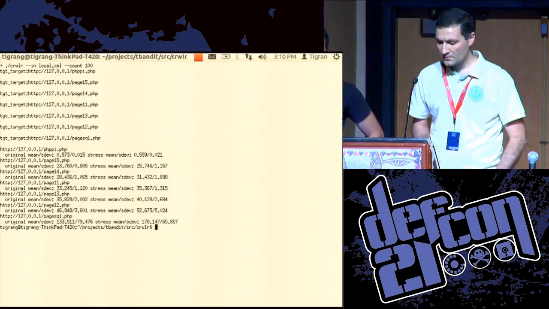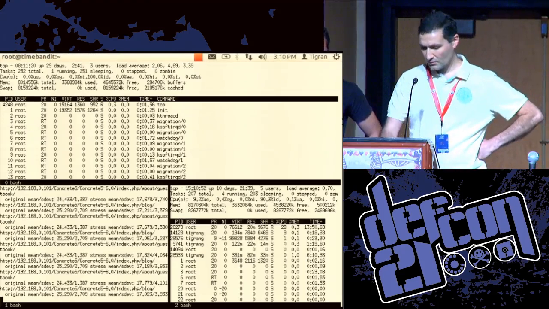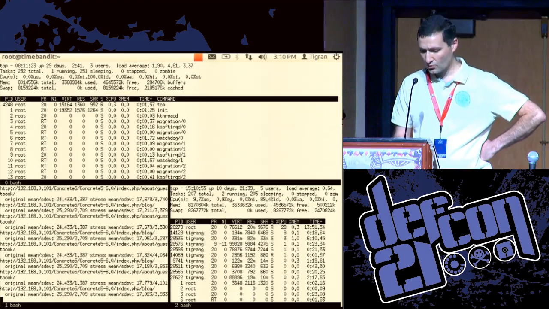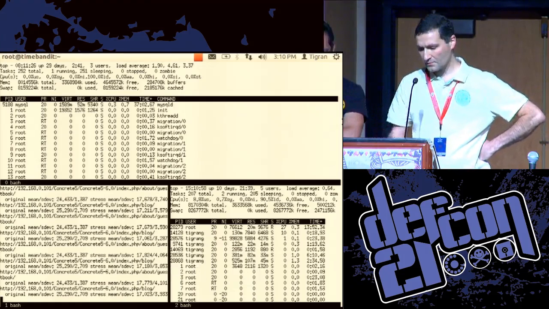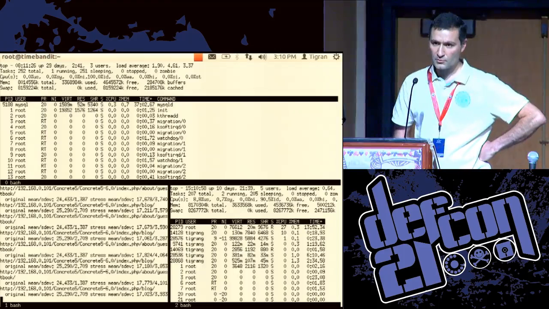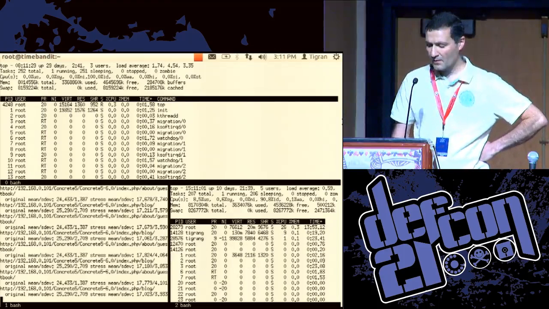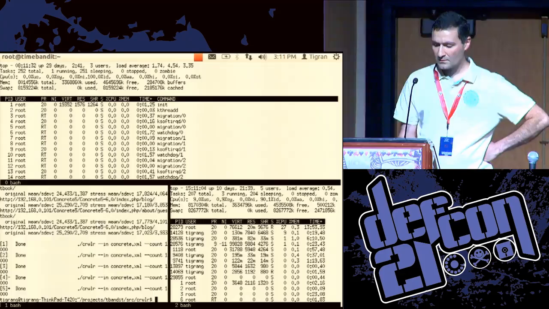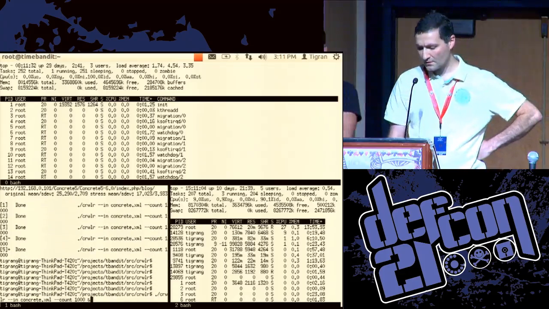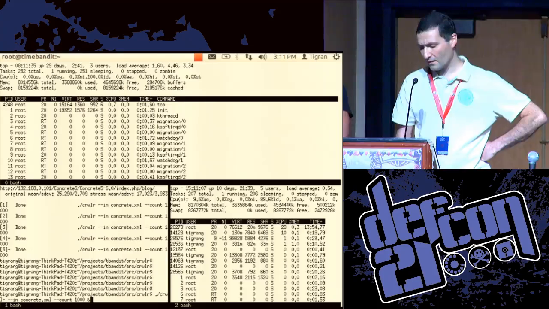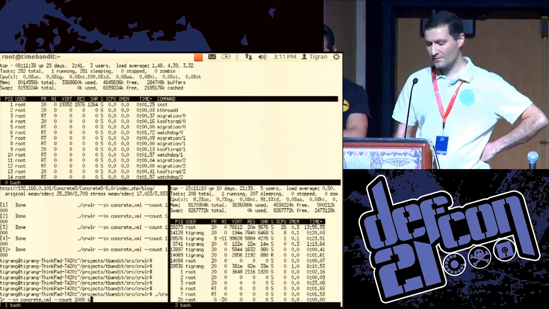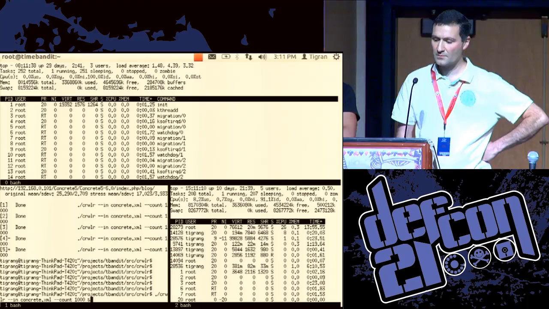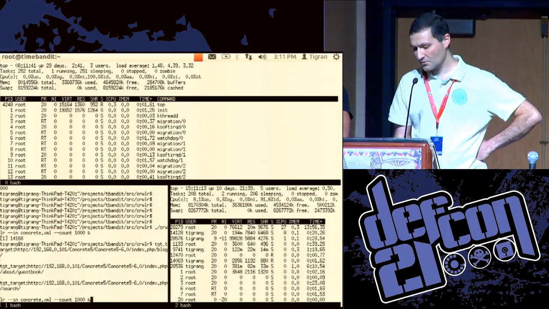Now a bit about this asynchronous nature. So this slide shows 3 screens. The top one is the top utility output of the web server. The bottom right one is the client. So you can notice that the client has about 9.5% CPU usage, and this is mostly because of the recording software. And the server has 0.